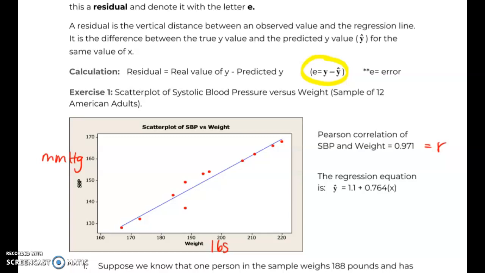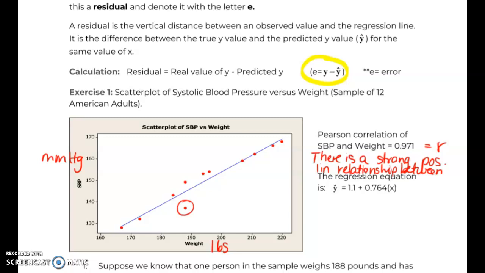There's no outlier, although there's a value that's maybe a little further away from the line. But generally, we have a strong positive linear relationship between our two variables over here, which are the weight and the systolic blood pressure.